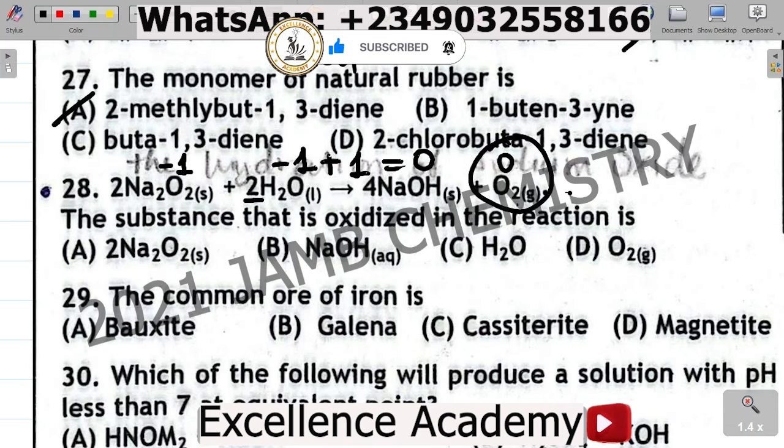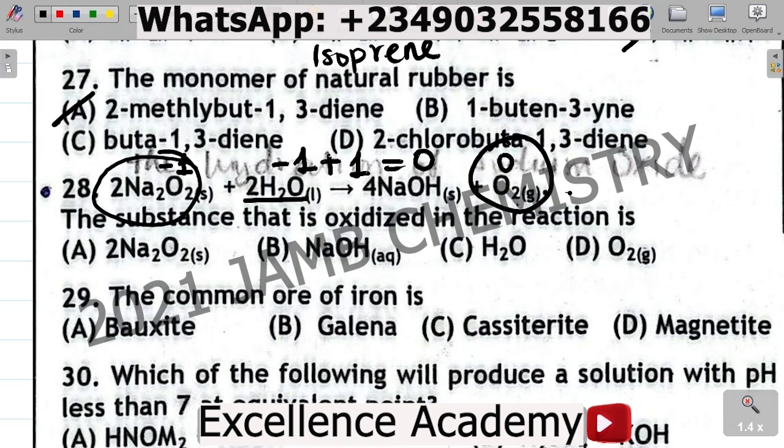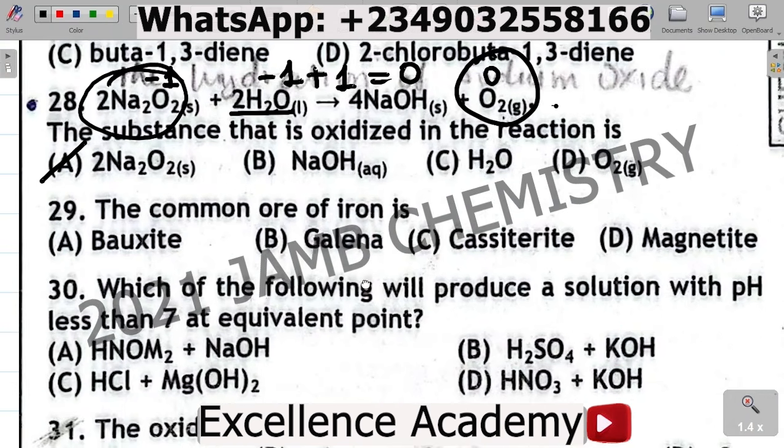In essence, H2O is the oxidizing agent. But in this question here, we are not asked for the oxidizing agent. We are asked the substance that is being oxidized. And the answer would be sodium peroxide, because you're adding water to sodium peroxide. So sodium peroxide becomes the substance or the compound that is being oxidized. So the answer here is A. The 2 moles of sodium peroxide is the correct answer.